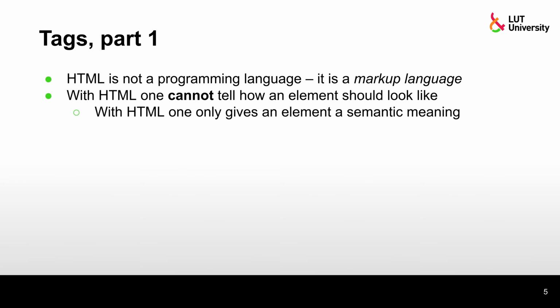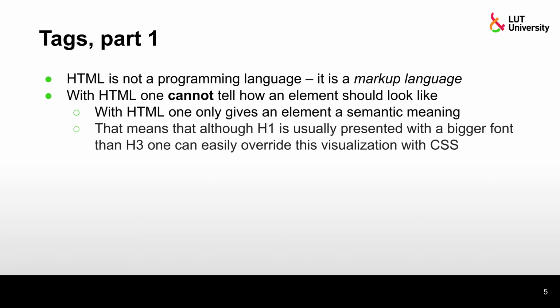So we can give a meaning to an element, but we cannot define how the element should look. We have headers, for example. Header 1 is usually presented with the biggest font, a bigger font than header 3. But you can override this, and you can make header 3 use font size 72 and header 1 only font size 8. This is absolutely bad design, but yeah, you can do it. So HTML itself cannot override this kind of a design.